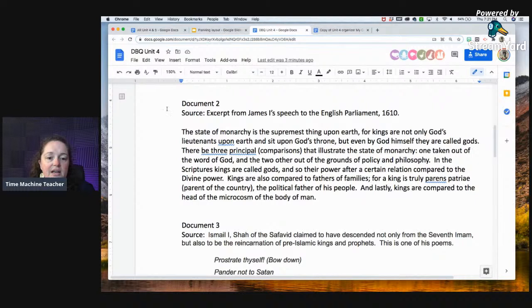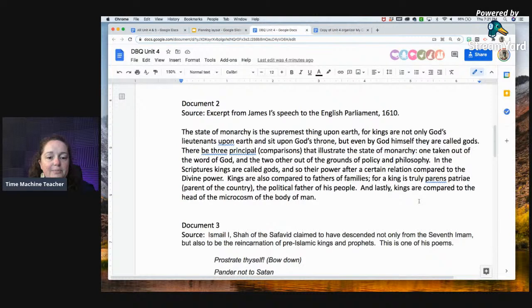All right, so we're looking at document number two. The state of monarchy is the supremest thing upon earth. For kings are not only God's lieutenants upon earth and sit upon God's throne, but even by God himself, they are called gods. There be three principal comparisons that illustrate the state of monarchy. One taken of the word of God, and the two other out of the grounds of policy and philosophy. In the scriptures, kings are called gods, and so their powers after a certain relation compared to the divine power.